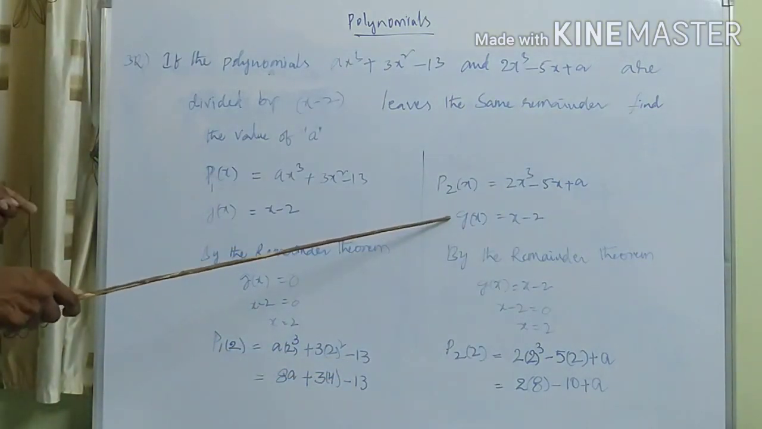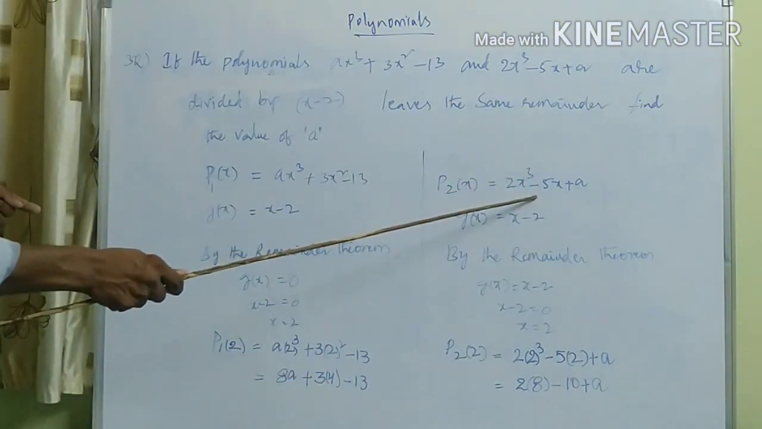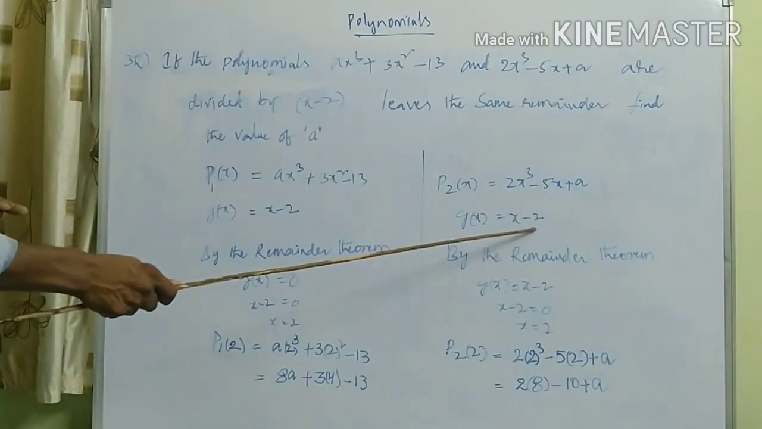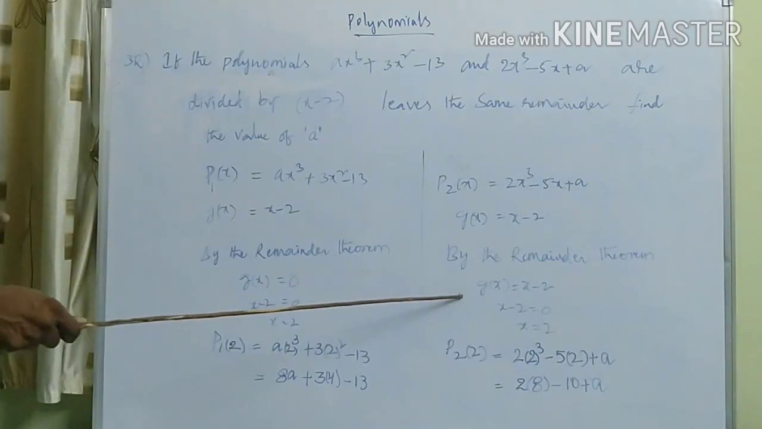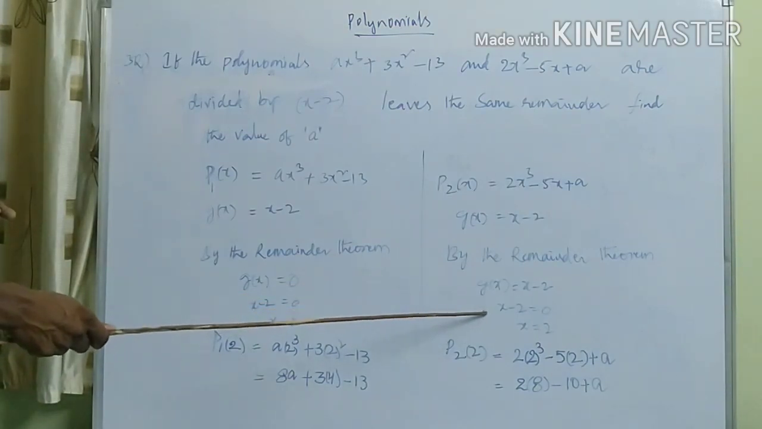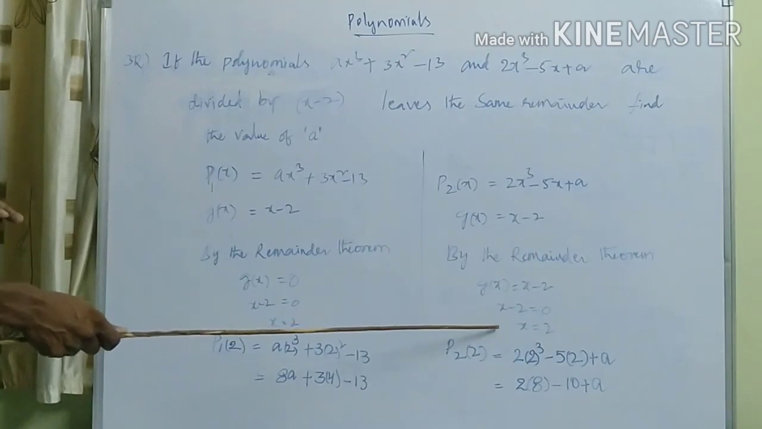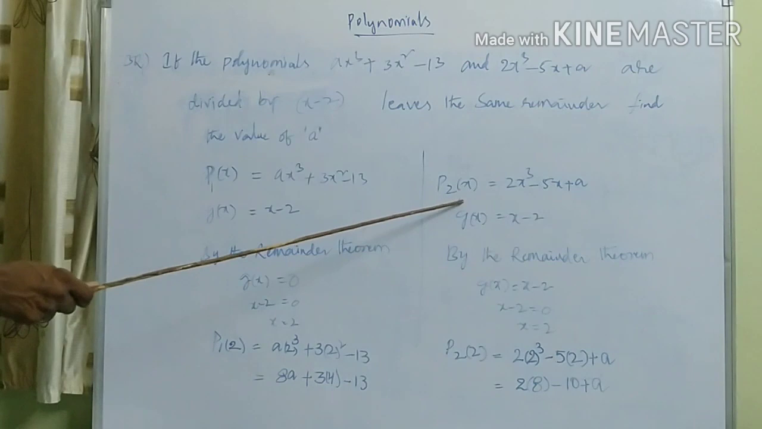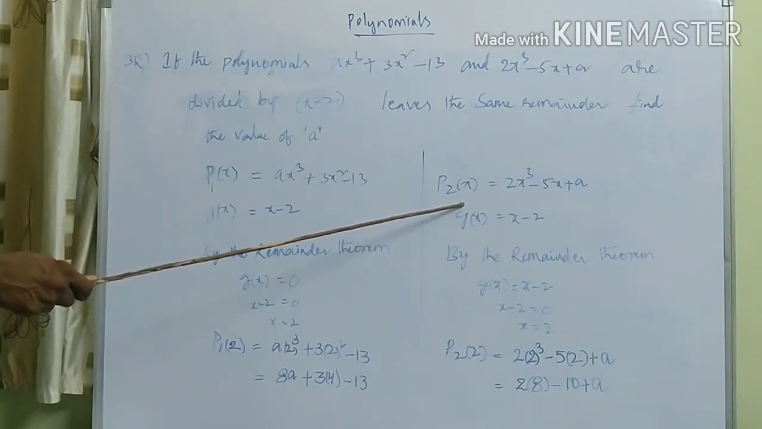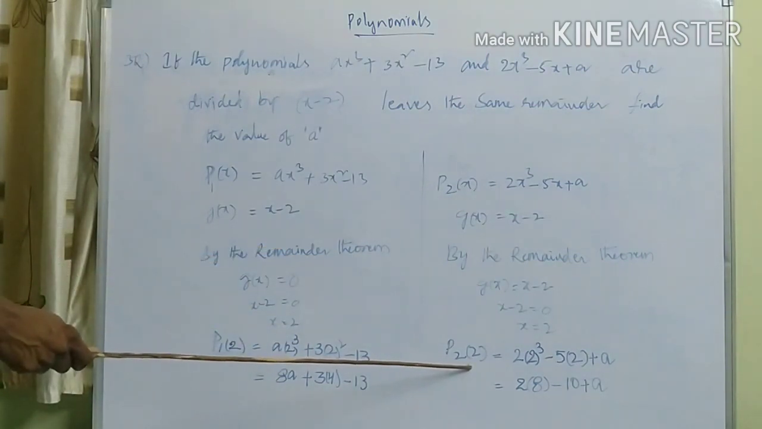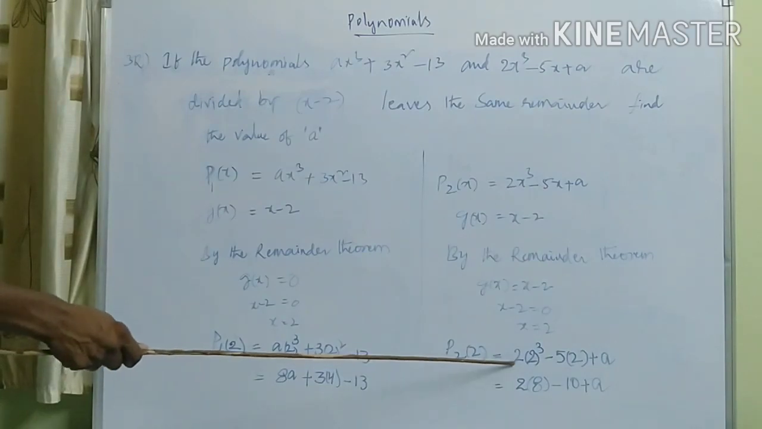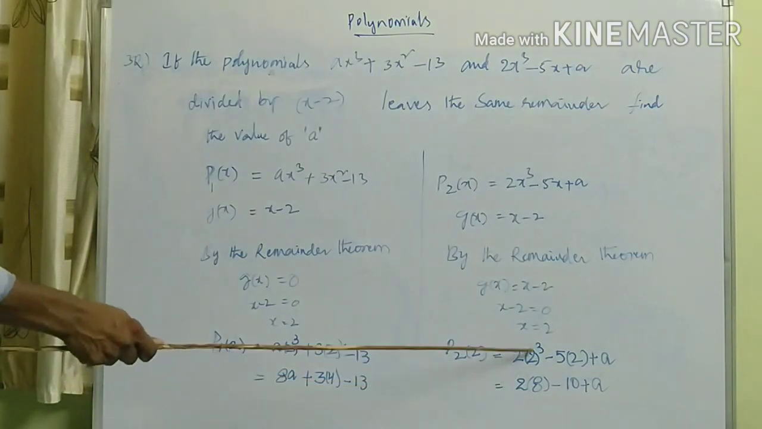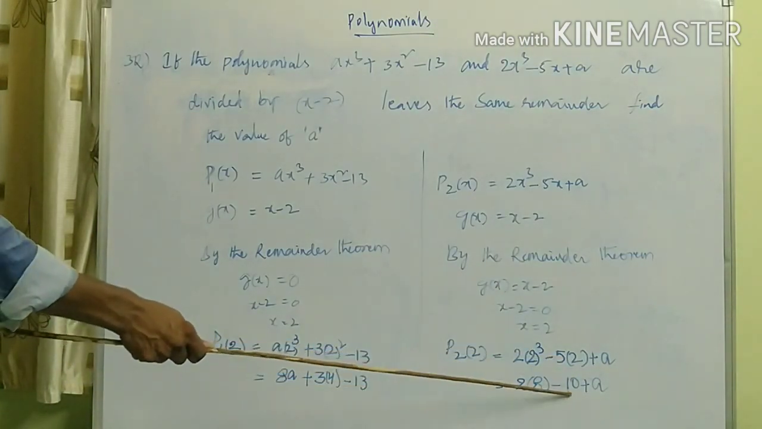Similarly, here p2 of x is equal to 2x cube minus 5x plus a. G of x is equals to x minus 2. By using remainder theorem, equating g of x is equals to 0. That is equal to x is equal to 2. Substitute this 2 instead of x in p2 of x. That is equal to p2 of 2 is equals to 2 into 2 cube minus 5 into 2 plus a. 2 into 2 cube means 16. 5 2s are 10 plus a.